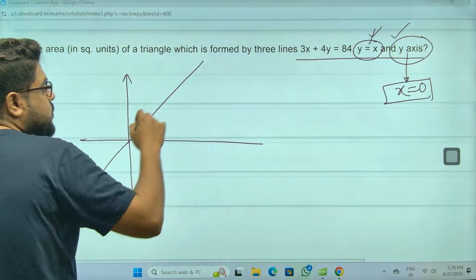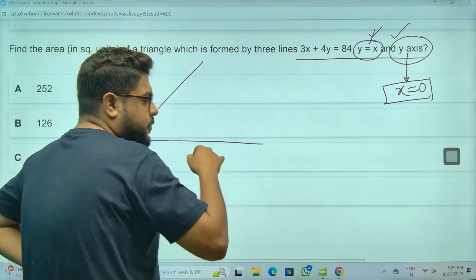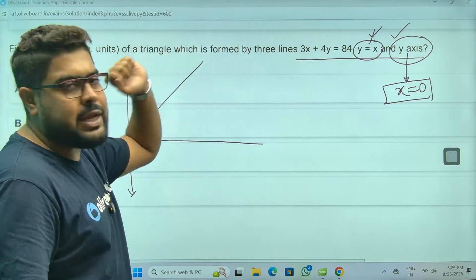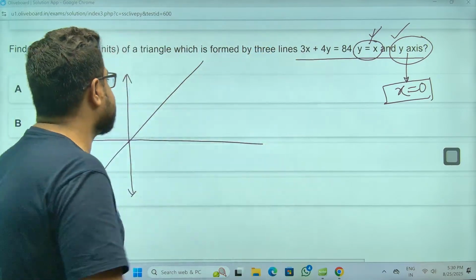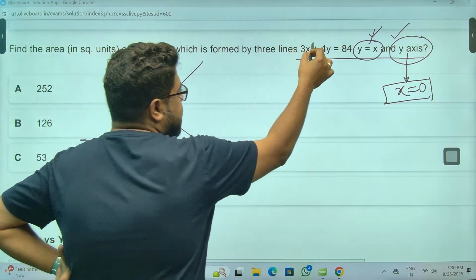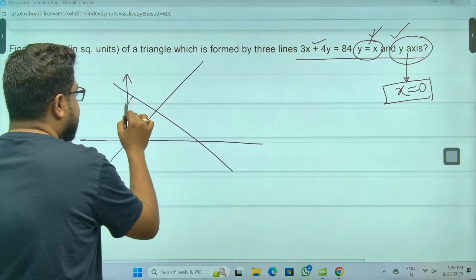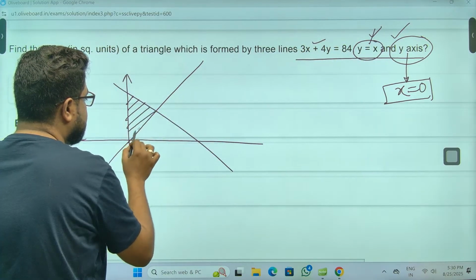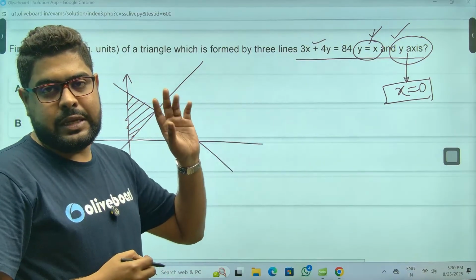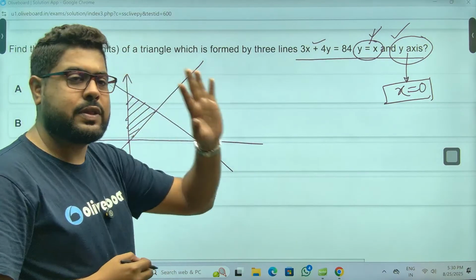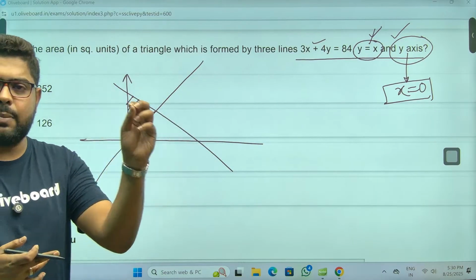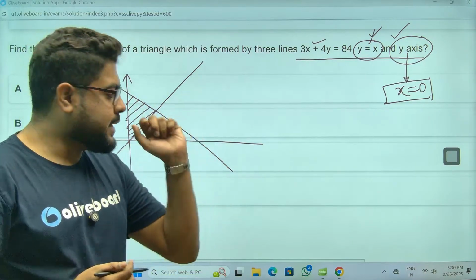Now, if you want to make a triangle, how to do that? And this line will look something like this. So they are actually asking for this line and the y-axis, meaning the area of this. They are asking you to find the area of this. There are multiple ways now to figure this out.